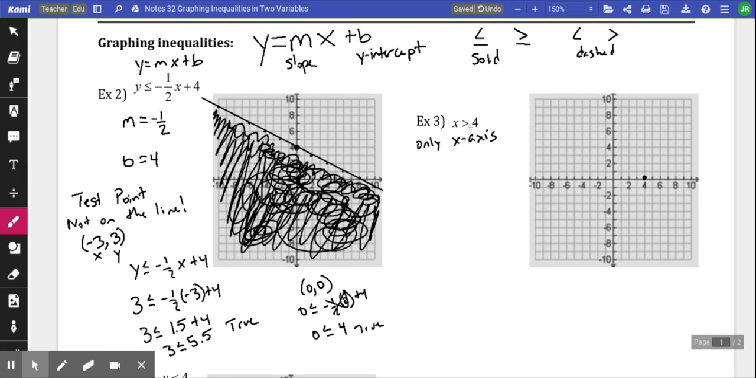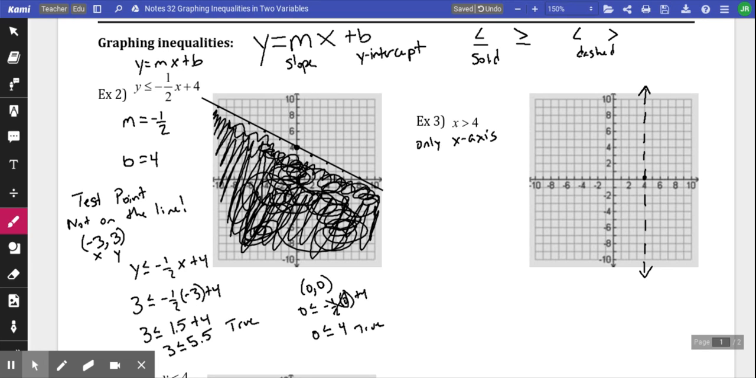Now, if I plug 4 in, 4 is greater than 4 is not a solution, which means I need to use a dashed line. These points on my boundary line are not included in my solution. So that means I need to use a dashed line to show, hey, these aren't really here. These really don't work. But on this side or on this side, one of the sides of this graph is where all of the solutions lie.